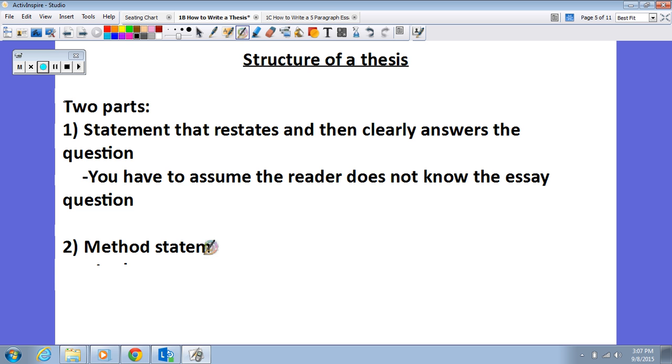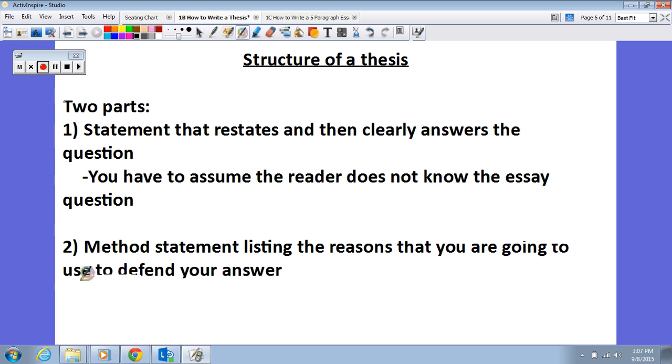The second part we call a method statement. And what that is, it lists the reasons you're going to use to defend your answer. Another way that you could think about it is, if you do this, you've got your answer to the question. And this is just for explanation here. And then 1, 2, 3 reasons. So that's reason 1, reason 2, reason 3, or however many reasons you have.